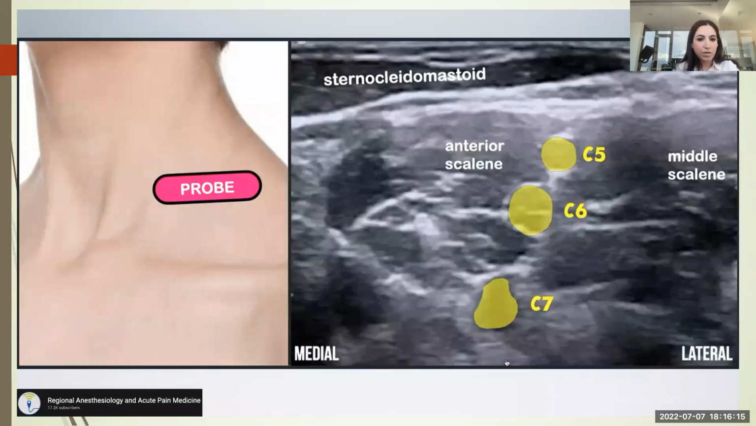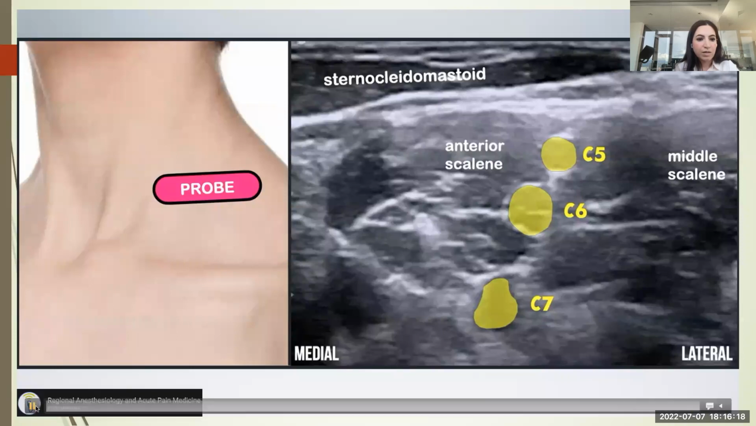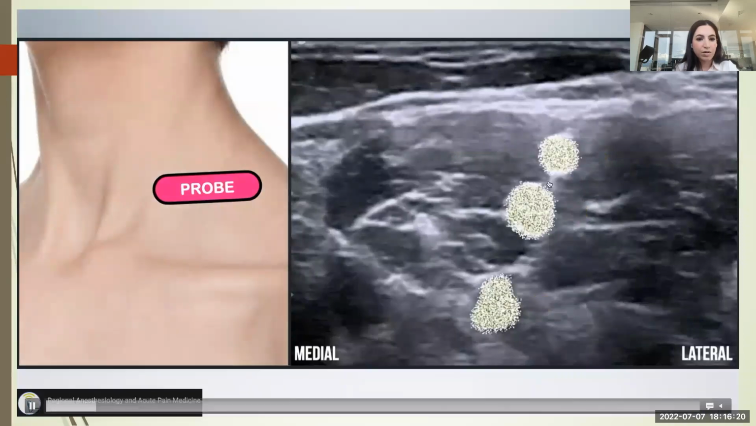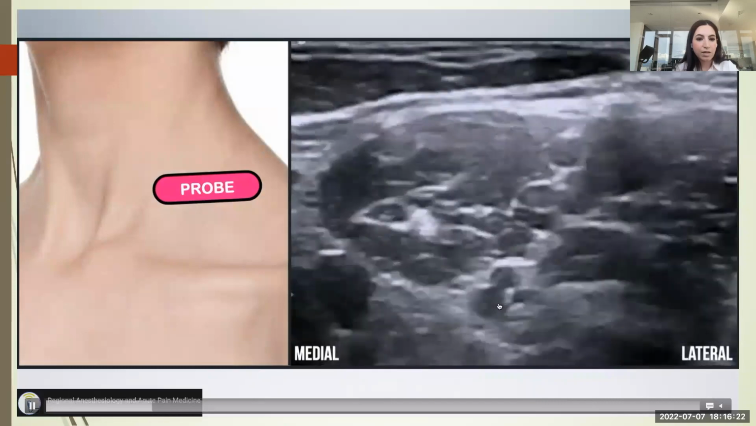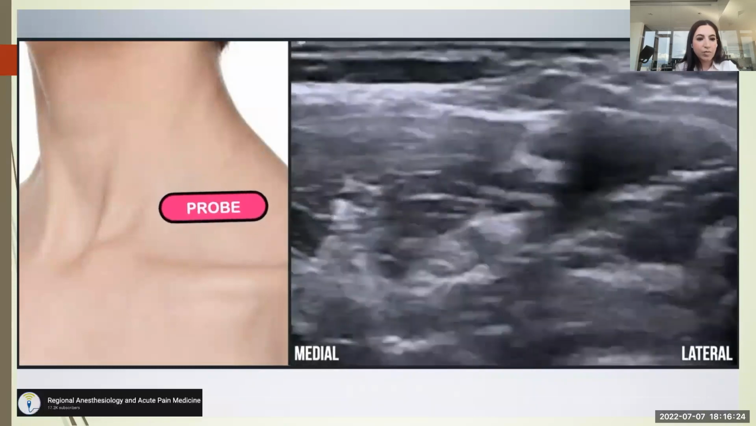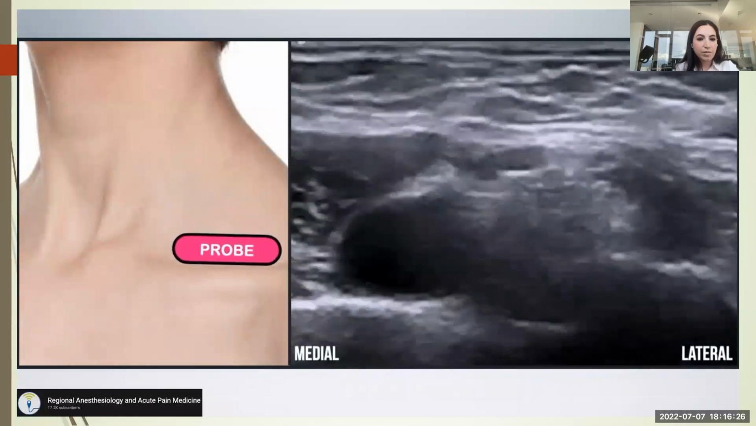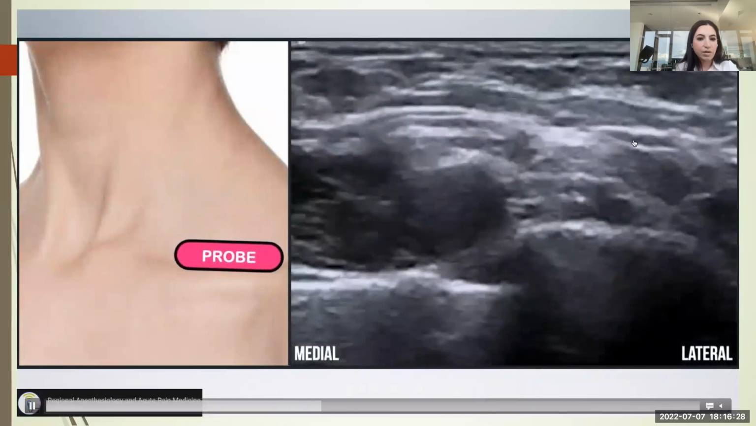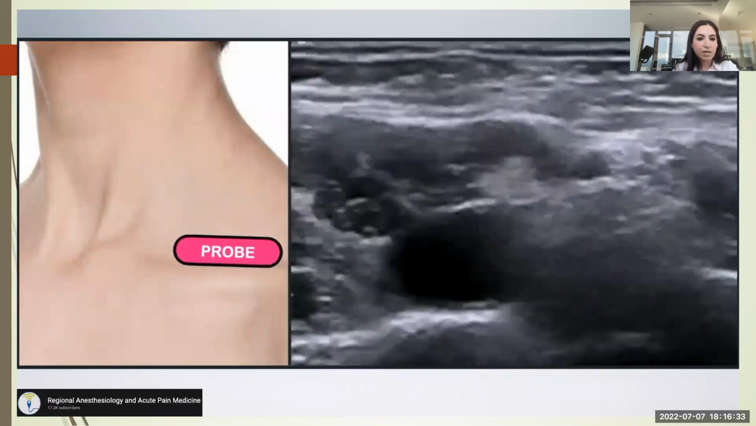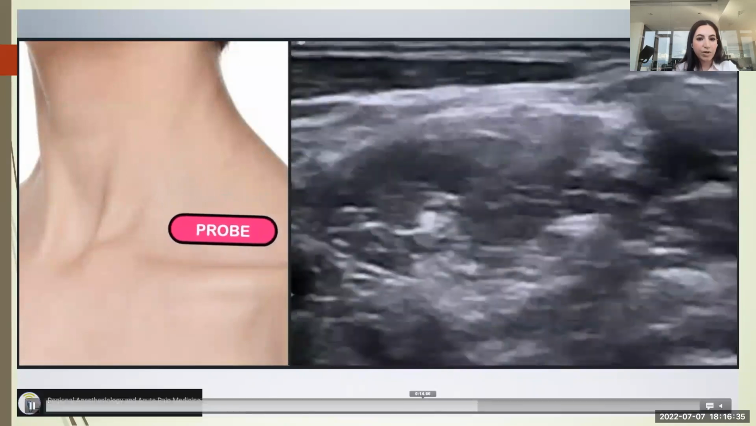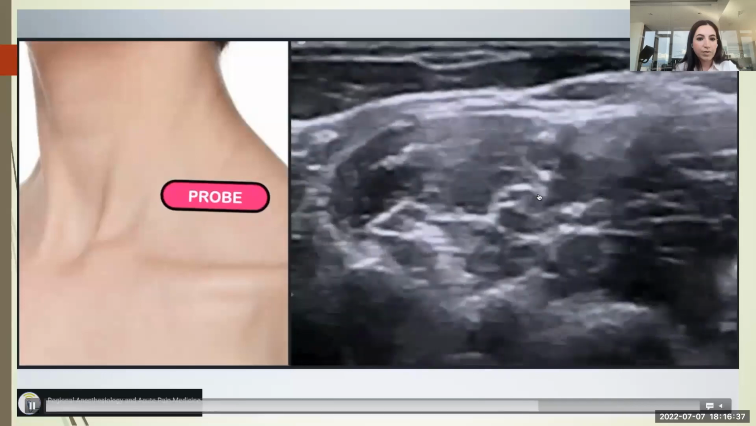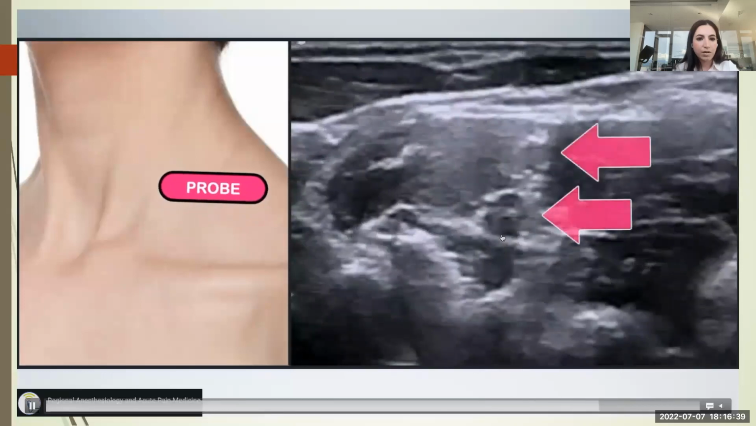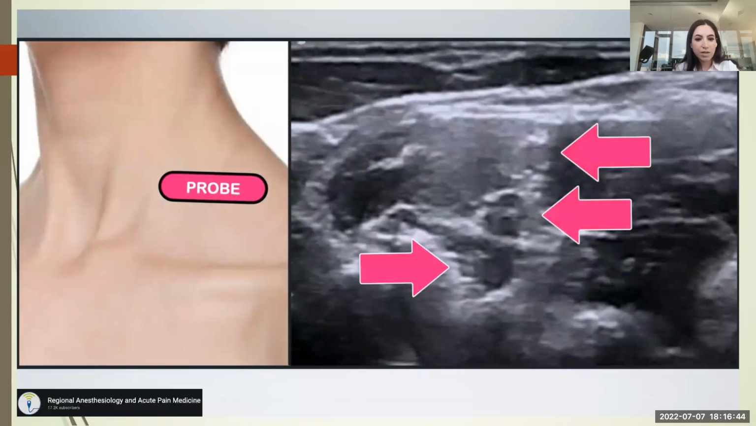And this is just a video of that. So you can see your interscalene groove. The probe is moving inferiorly just above the clavicle. In the supraclavicular view, you have your brachial plexus and your subclavian artery. And scanning back up, you can follow your brachial plexus up to the interscalene groove, where you can see your C5, C6, and C7 nerve roots in between your scalene muscles.